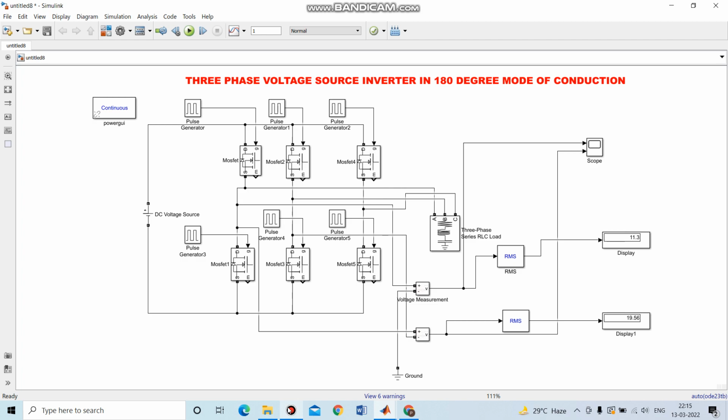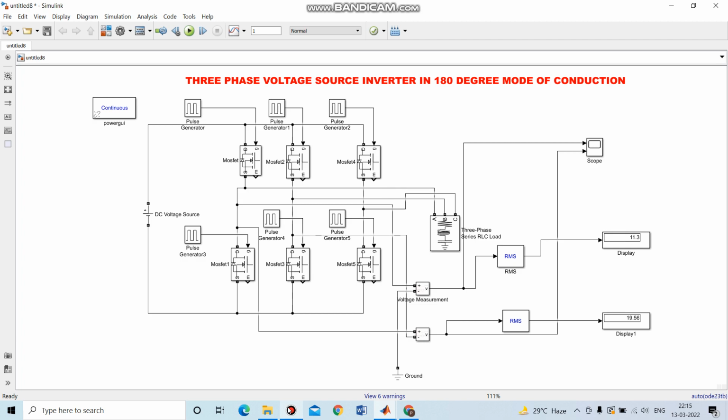Hello everyone, in this experiment we are going to see the simulation of a three-phase voltage source inverter in 180 degree mode of conduction. So what is a voltage source inverter? A voltage source inverter, or VSI, is a device that converts a unidirectional voltage waveform into a bidirectional voltage waveform. In other words, it is a converter that converts voltage from DC form to an AC form.